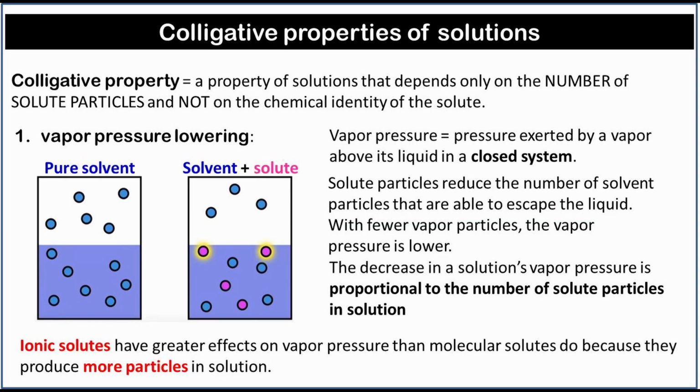In this section, colligative properties of solutions will be discussed. A colligative property is a property of solutions that depends only on the number of solute particles, and not on the chemical identity of the solute.